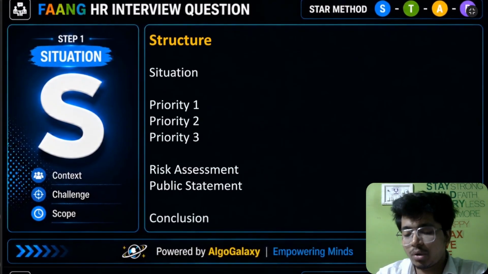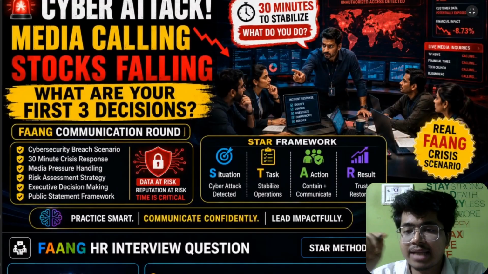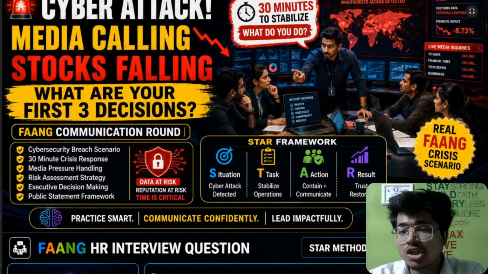The first thing to keep in mind is that whenever we answer this type of question, we use the famous STAR method provided by Amazon. STAR stands for S for situation, T for task, A for action, R for result. Situation tells what the situation was and the perspective. Task is our responsibility in that situation. Action is the actions we took as per the task, and result is the outcome of those actions.